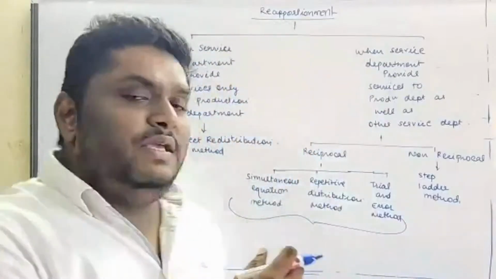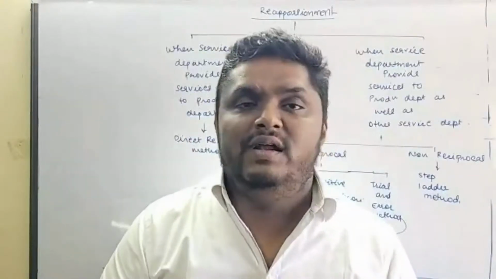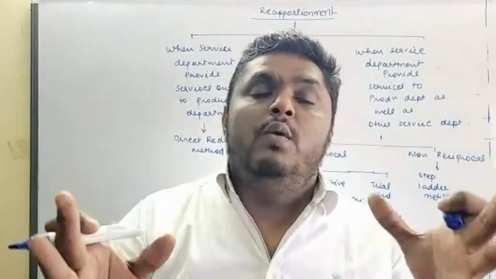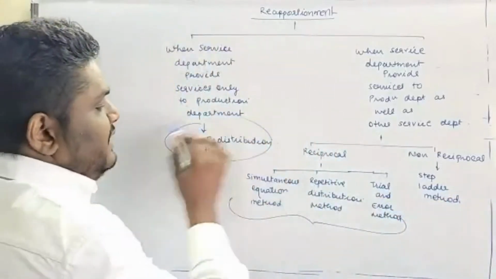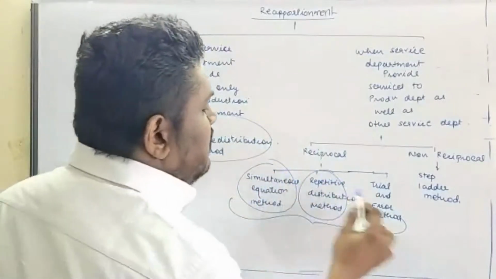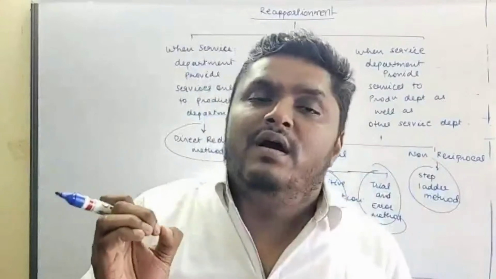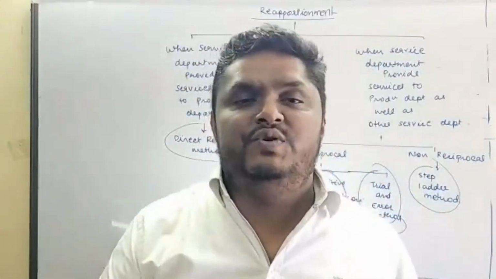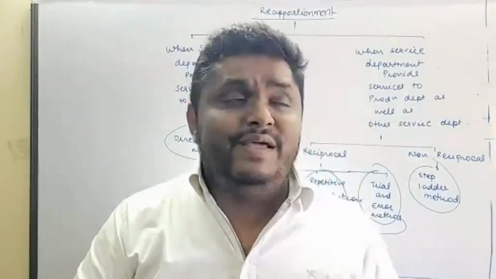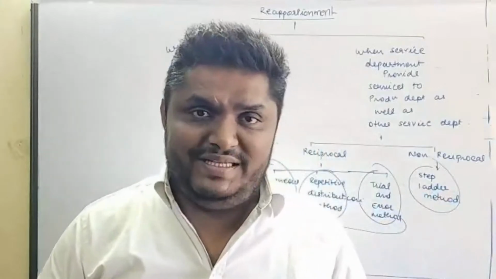What is the step ladder method, what is the simultaneous equation method, and the other methods I will discuss in detail with the help of practical questions also. So in short, when talking about reapportionment, these are the methods we have to discuss: first, second, third, fourth, and fifth. So there are a total of five methods for reapportionment which apply in different situations. If you have any doubts, please ask me. In the meanwhile, I suggest you please copy this explanation.